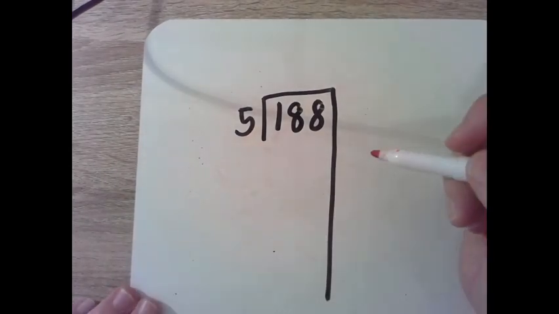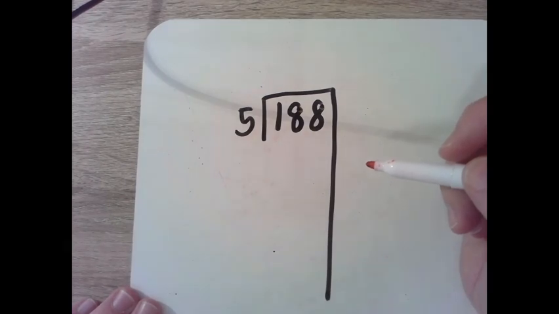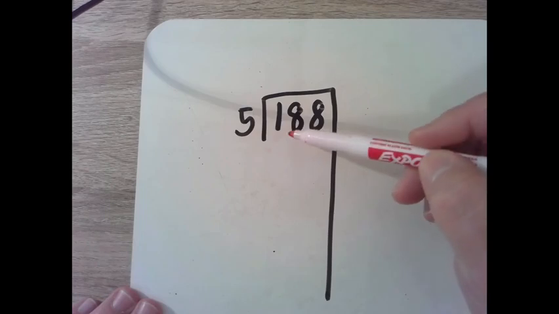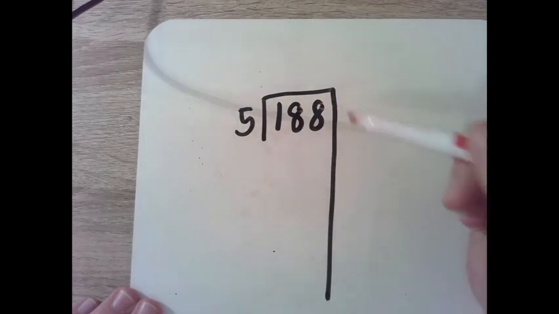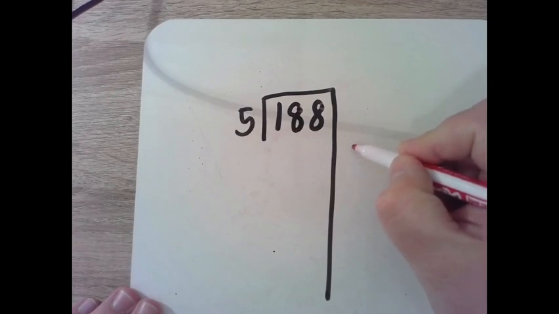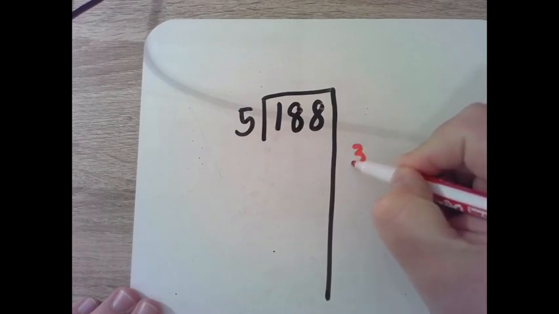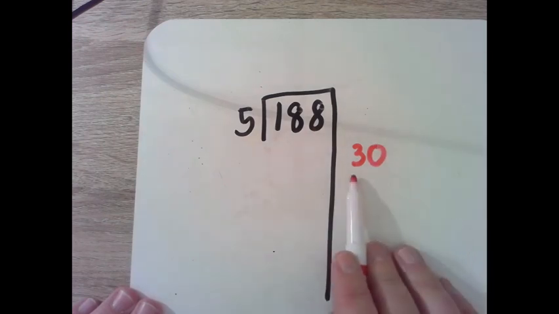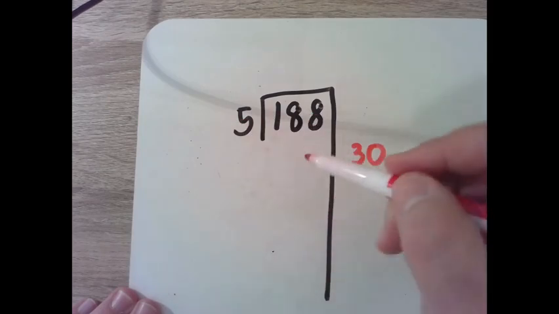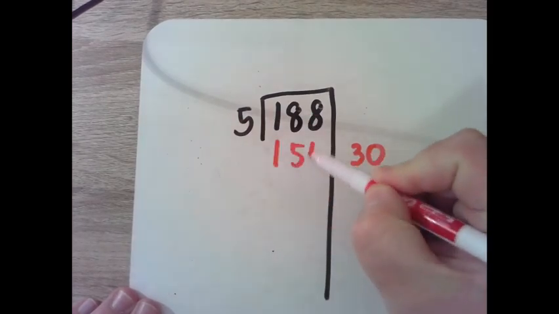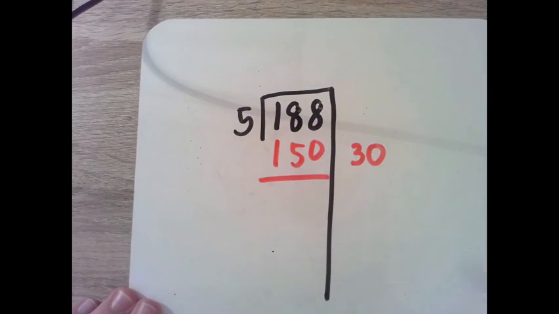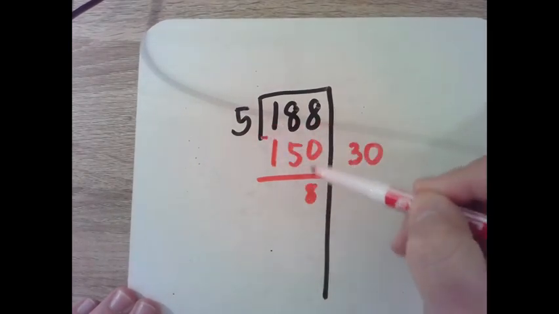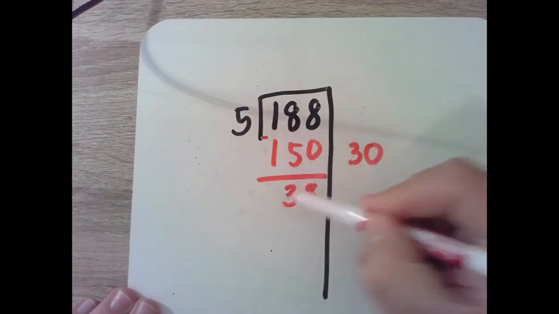I'm looking at this number, and it's 18. So I'm asking myself, what times 5 gets me really close to 18? I know that 3 times 5 is 15, but I'm going to add a 0, so I'm going to make it 30. So 30 times 5 is 150. Now we have to subtract. 8 take away 0 is 8. 8 take away 5 is 3, so it's 38.